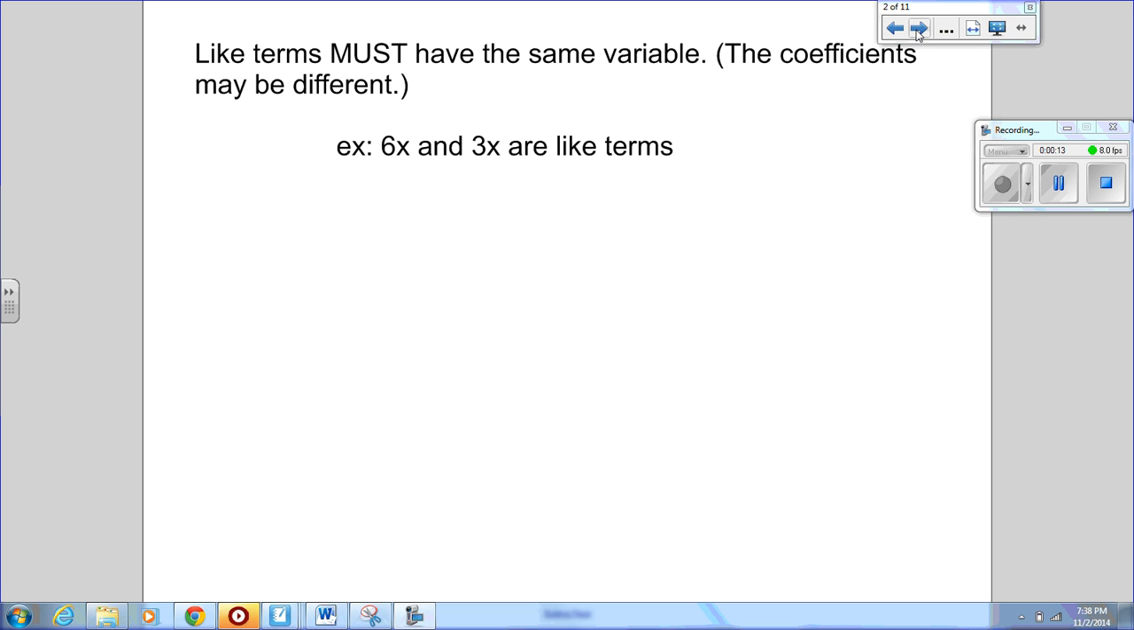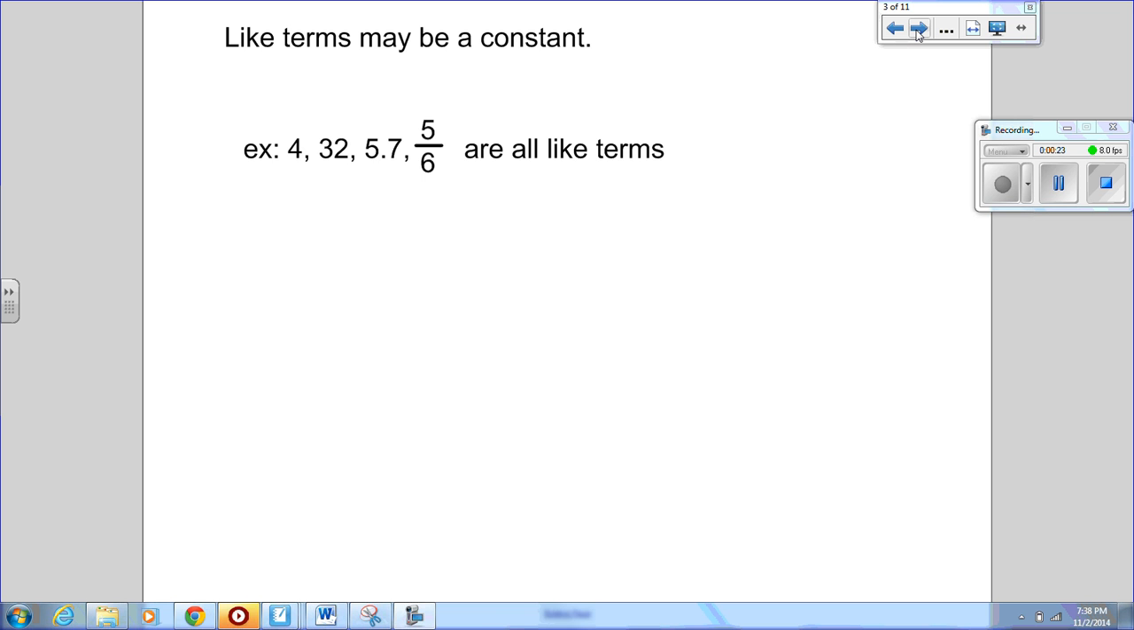Like terms must have the same variable. The coefficients may be different. Example, 6x and 3x are like terms. Like terms may be a constant. Example, 4, 32, 5 and 7/10, 5, 6 are all like terms.